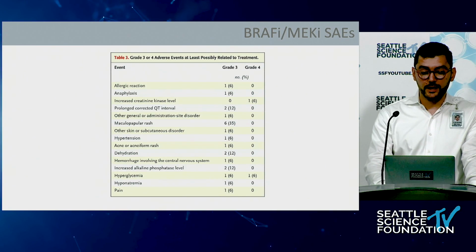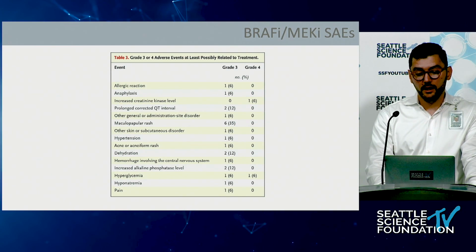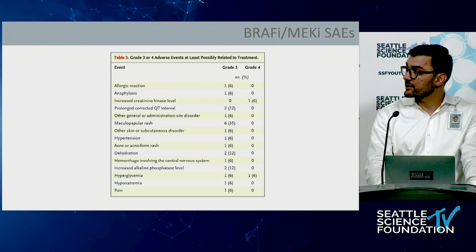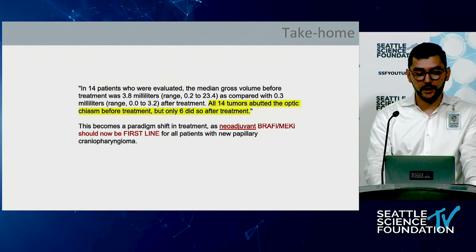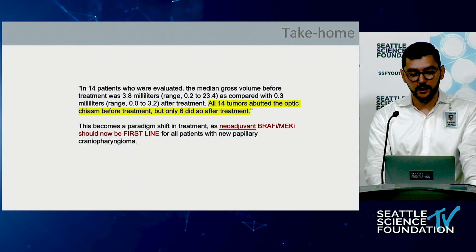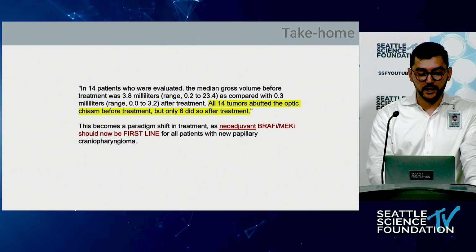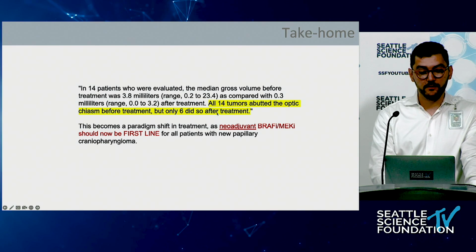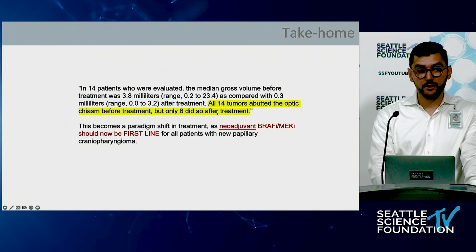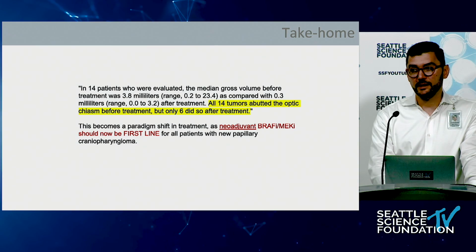Nonetheless, these are not easy medications to take. There are a fair amount of toxicities. Patients don't love them, and so I don't think of this as a long-term strategy, and I don't think the authors did either. But here's the key point. For example, 14 tumors abutted the optic chiasm before treatment, and afterwards only 6 did so. So that's how we're thinking about this.